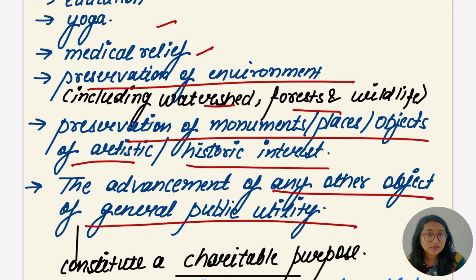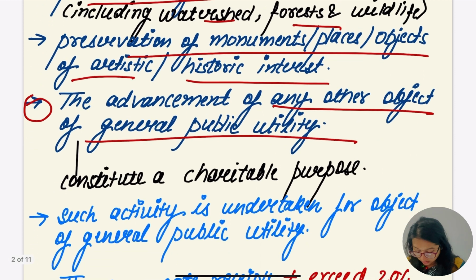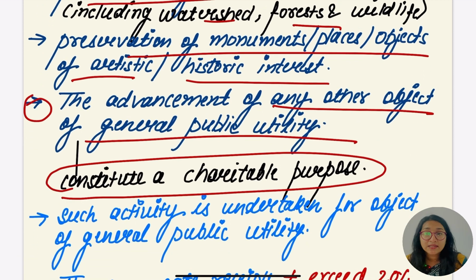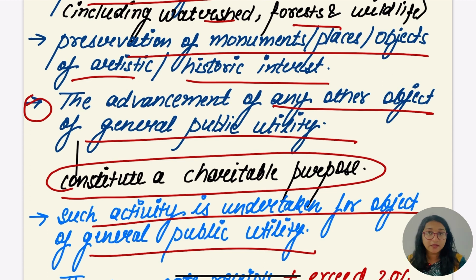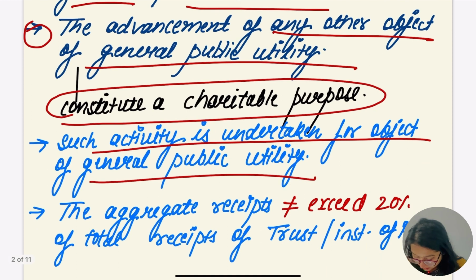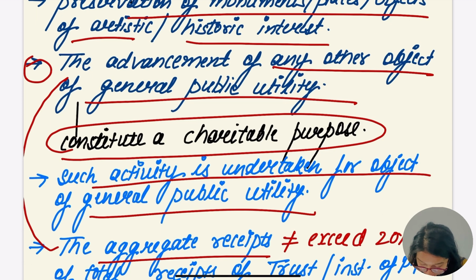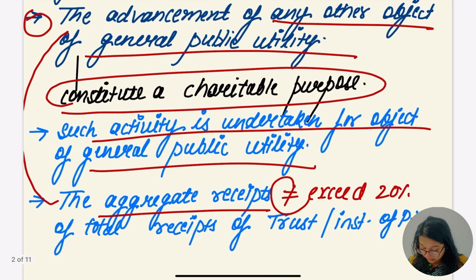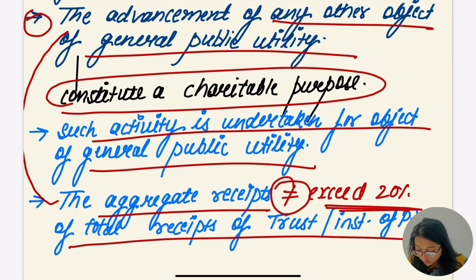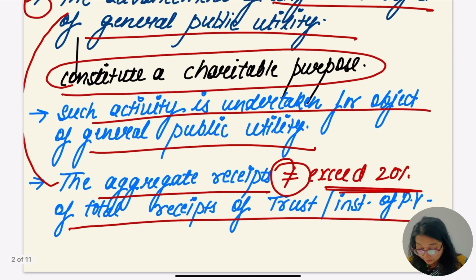But there is one thing mentioned in this point: the advancement of any other object of general public utility will constitute charitable purpose only if such activity is undertaken for the object of general public utility. The first point says that the main object is to do general public utility. The second condition is that the aggregate receipt from the advancement of any other object of general public utility does not exceed 20% of the total receipts of the trust or institution of the previous year.